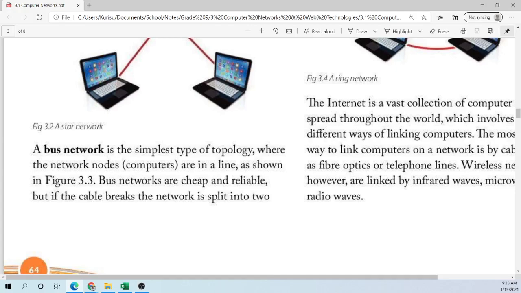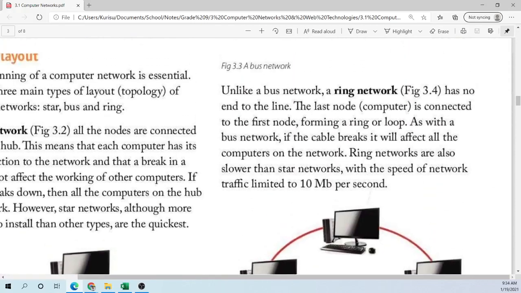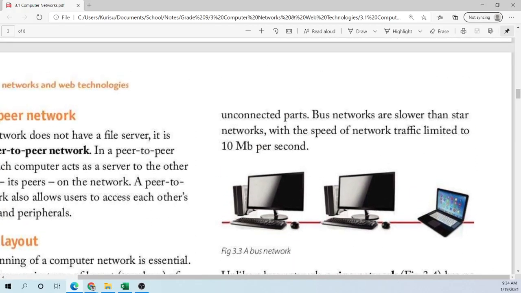A bus network is the simplest type of topology where the network nodes, computers, are aligned as shown in Figure 2.2. Bus networks are cheap and reliable, but if the cable breaks, the network is fully unconnected parts. Bus networks are slower than star networks. The speed of network traffic is limited to 10 megabytes per second.